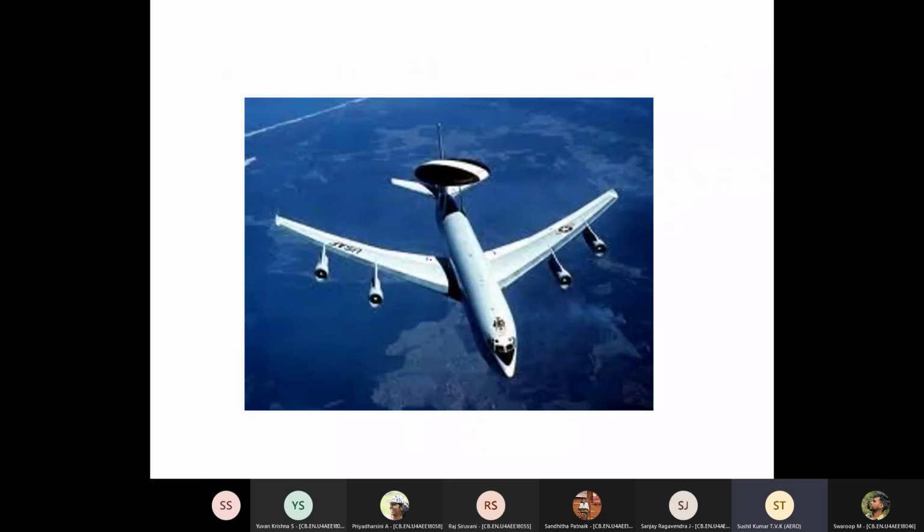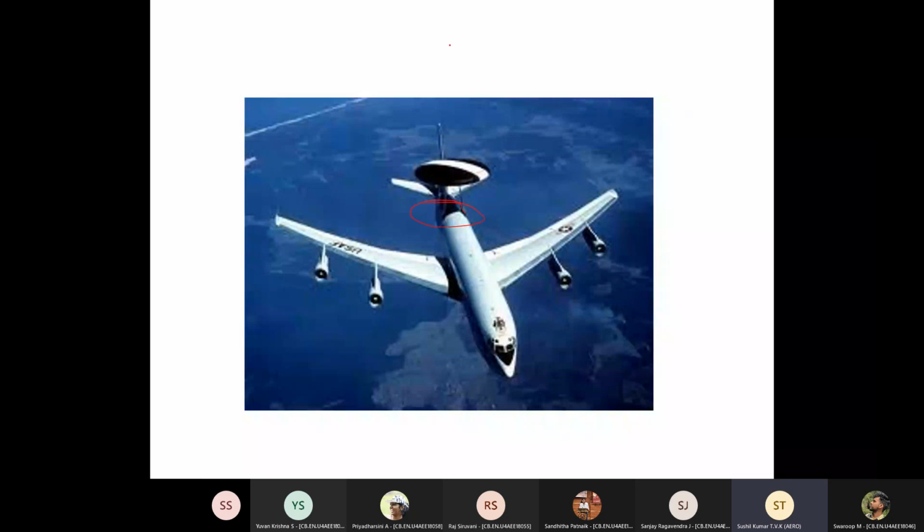Now, generally, when you talk about radars, we talk about only ground-based radars. But as we have covered earlier, the main problem is line of sight, and we'll have to lift the radar somehow up. One way is to mount the radar antenna on pylons or an aircraft so that it flies at a higher altitude and then you have a better coverage.